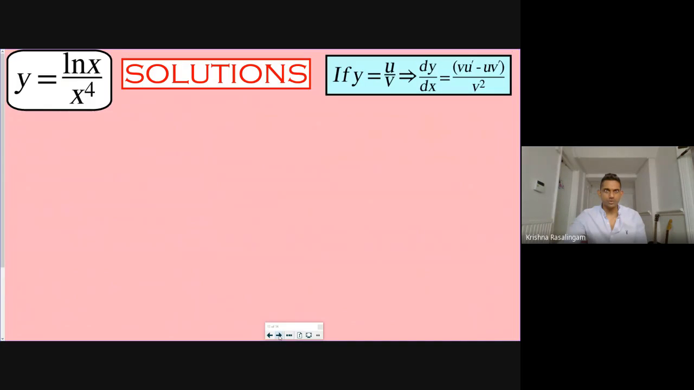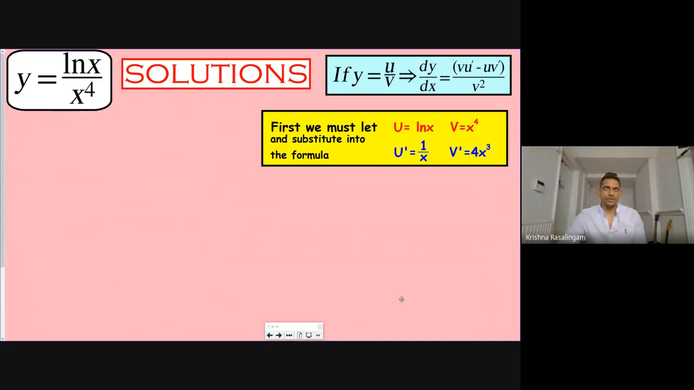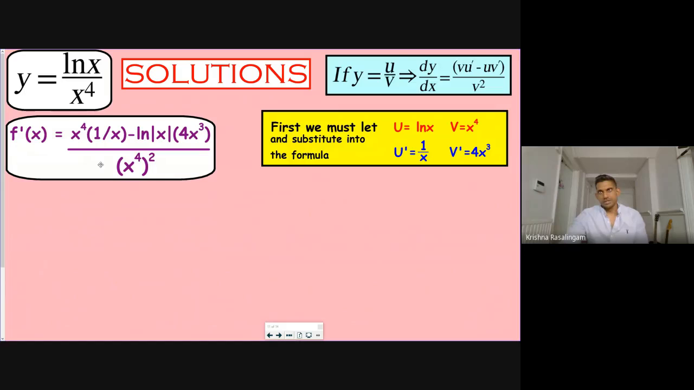Let's do number 2. All right, this time we have u is ln x. We have v is x to the 4. So u prime will be 1 over x. v prime will be 4x cubed. Bit of monkey see, monkey do here. You can see the formula, now you've got to do the formula. So we have x to the 4 times 1 over x minus ln x times 4x cubed.